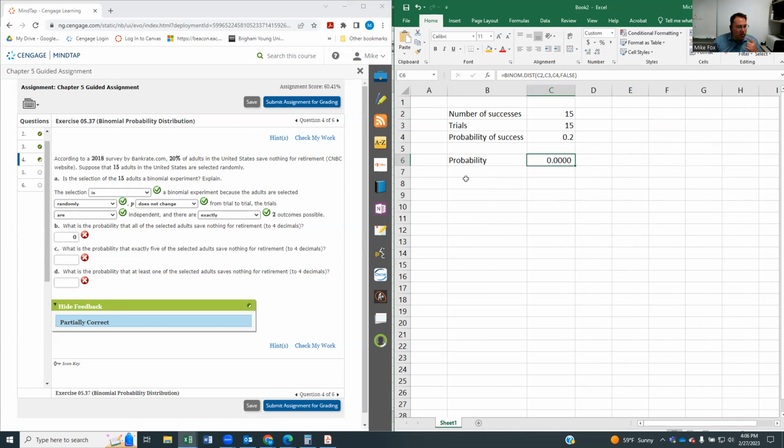So the second one says, what's the probability that it is exactly 5 of the selected adults save nothing? So now I'm going to say 5 successes out of 15 trials, where the probability of success is 0.2. Remember, I said false, so false means exactly 5, and that's what it asked me for, exactly 5. So my probability is going to be 0.1032, or about a 10.3% chance that out of asking 15 people, 5 people will say they don't save anything.